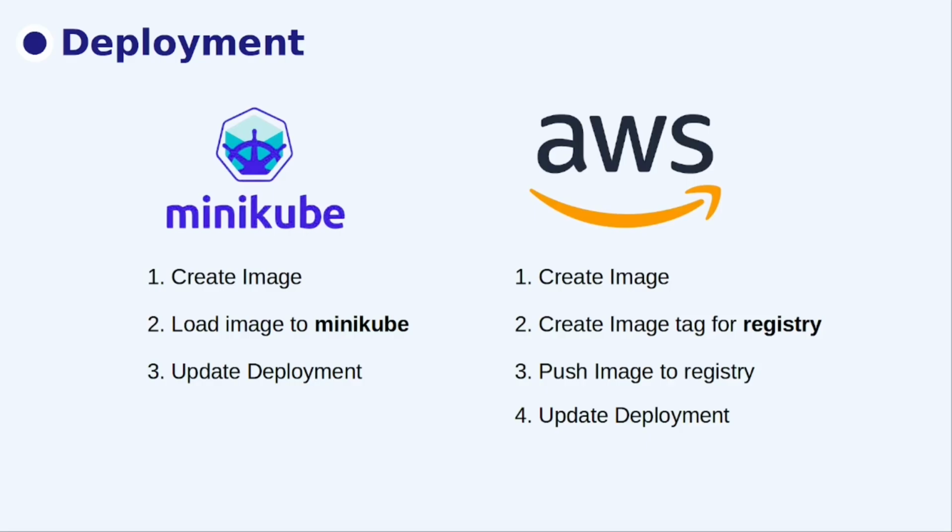In short, both approaches follow the same idea. Build the image, make it available to the cluster, and update the deployment. In our project, we use Minikube.